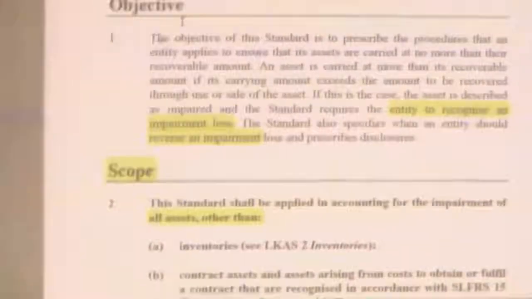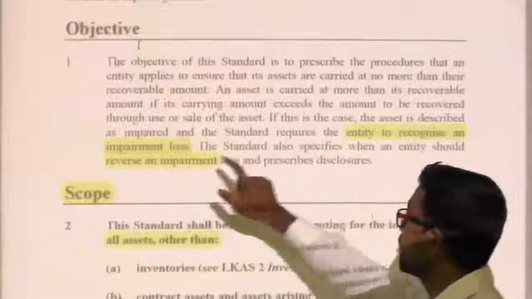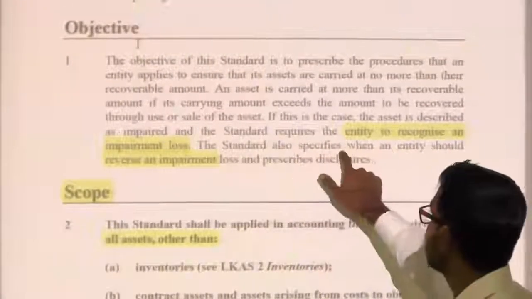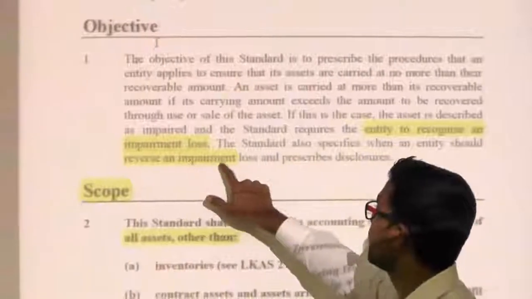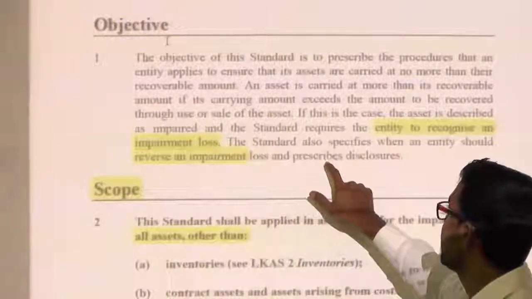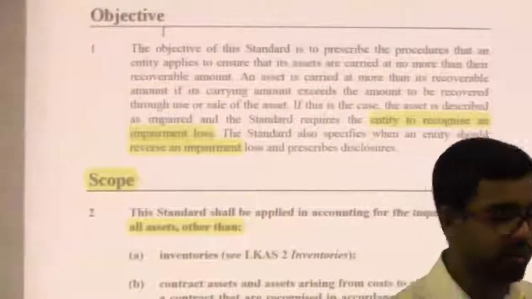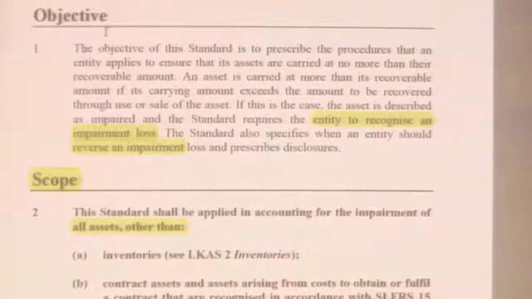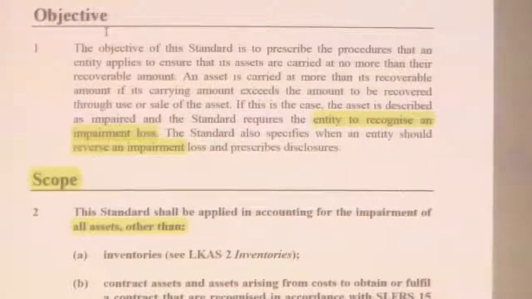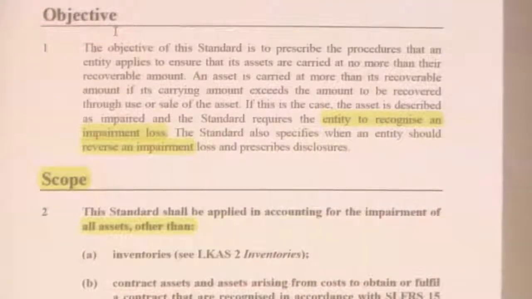right. So this is a paragraph. The objective of the standard is for the entity to recognize impairment loss, and the standard also specifies when an entity should reverse an impairment loss and prescribes disclosures, right? Fine. Now we are not trying to reverse impairment. Here that is the objective, but I want to tell you something different, but we haven't discussed that yet. But anyway, look here, right?